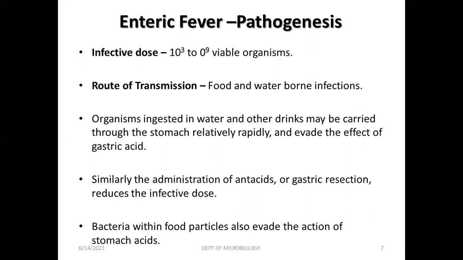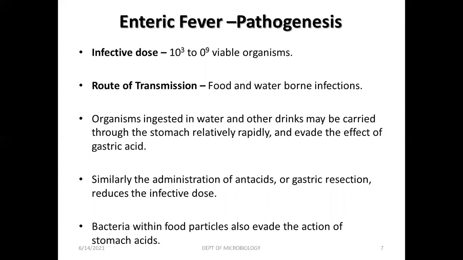The infective dose required for causing the infection is 10³ to 10⁹ organisms. They must be ingested through contaminated food or water, because the route of transmission is by ingestion of contaminated food or water having these organisms, and the number should be near about 10⁵. Once ingested along with the water or drink which is having these organisms, they are directly carried to the stomach, and this is a relatively rapid process, and they evade the effect of gastric acid.